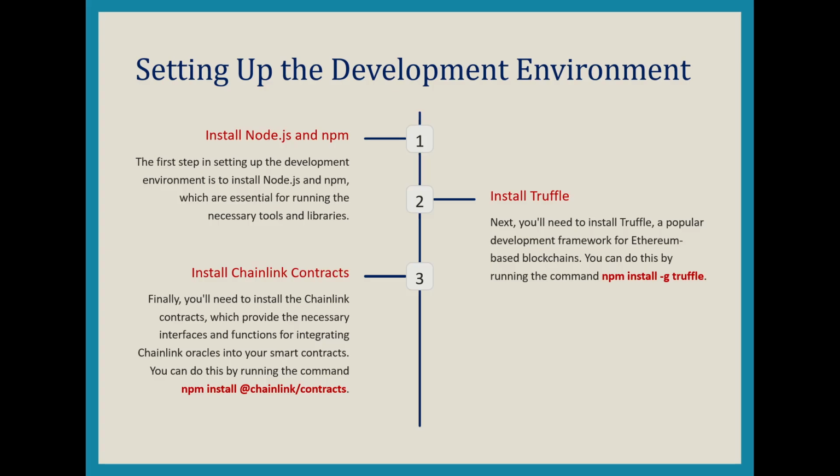And then, as you know, we have to install Truffle, which is a popular development framework for Ethereum-based blockchains. You can do this by running the command npm install truffle. Next, you install Chainlink contracts. Chainlink contracts provide the necessary interfaces and functions for integrating Chainlink oracles into our smart contracts. We do this by running the command npm install @chainlink/contracts.